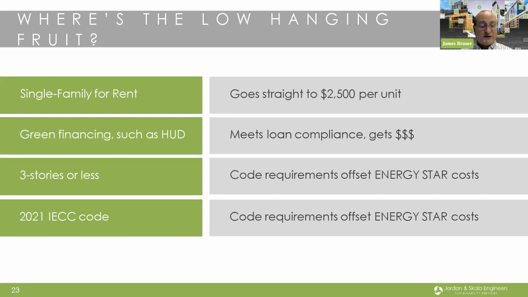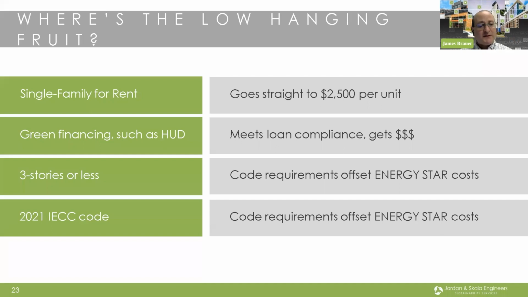As we've touched upon multiple times, if you are 3 stories or less, or you're in an area that is doing the 2021 Energy Code, well, then many of those code requirements can help offset the Energy Star costs. So your delta to achieve Energy Star is much more feasible, and you maximize the amount of your return.